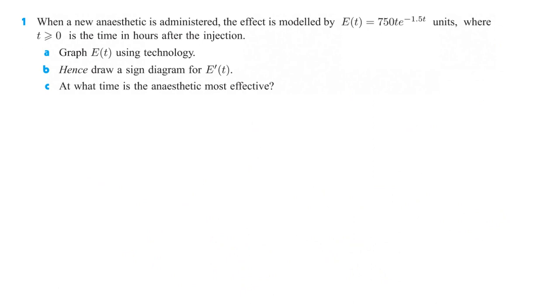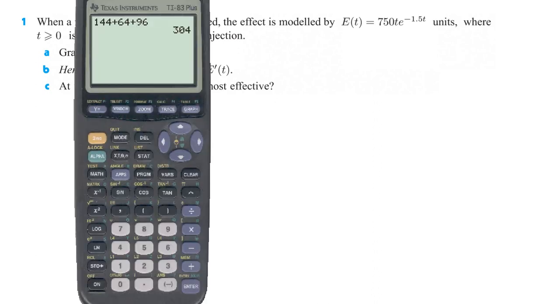This is number 1 from the next page over. When a new anesthetic is administered, the effect is modeled by this here, where t is greater than or equal to 0 is the time in hours after the injection. Graph E of t using technology. All right, I'm all about using technology. So y equals, just graph this on our graphing calculator, right?